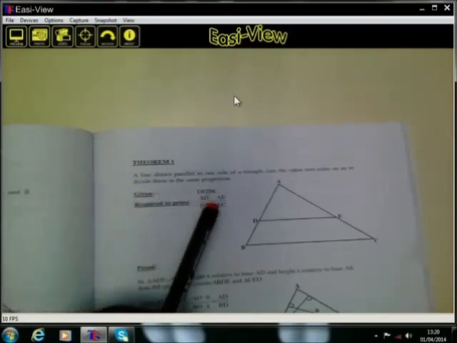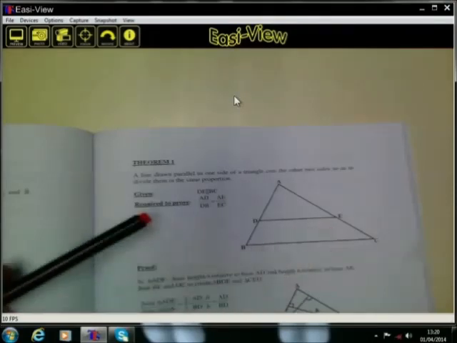I hope you're watching me. The line drawn parallel to one side of a triangle cuts the other two sides so as to divide them in the same proportion. I want us to get this statement correct. I'll repeat. It reads as follows. It says the line drawn parallel to one side of a triangle cuts the other two sides so as to divide them in the same proportion.